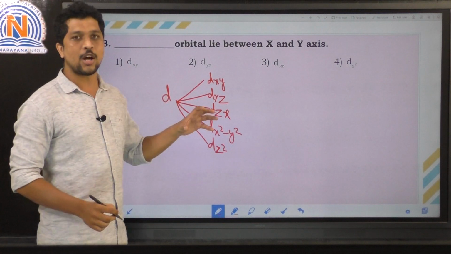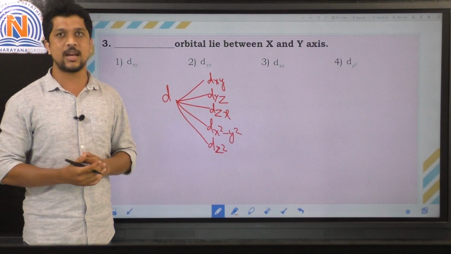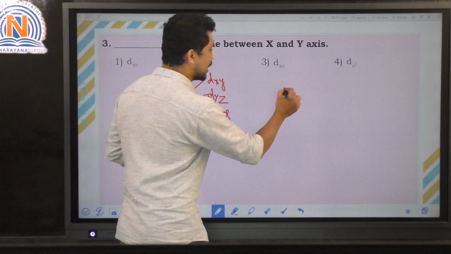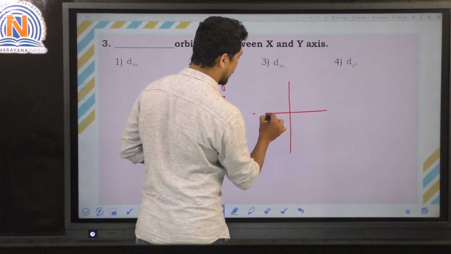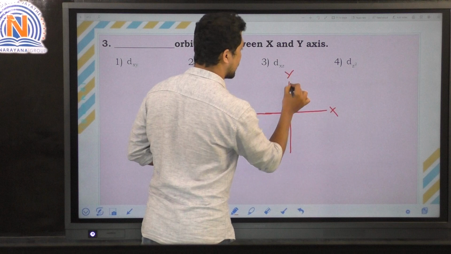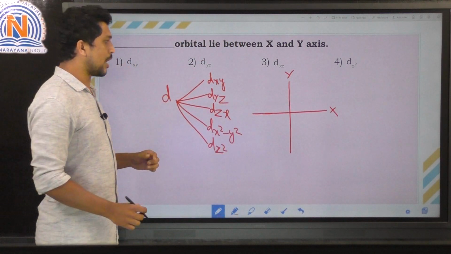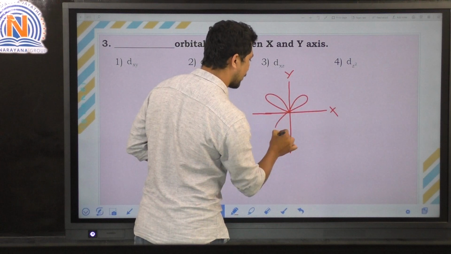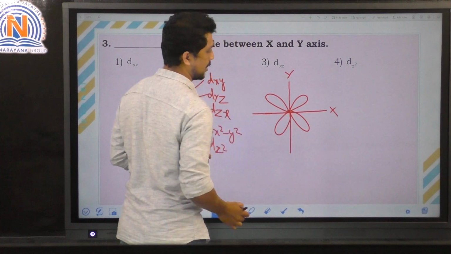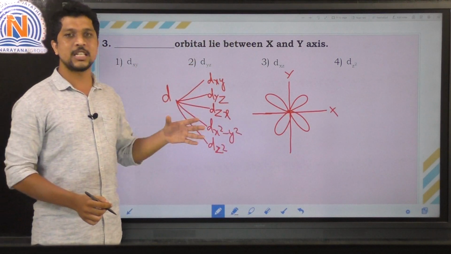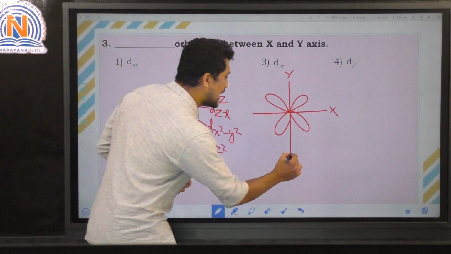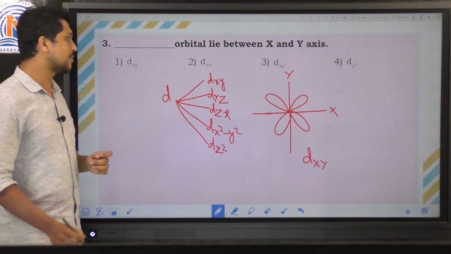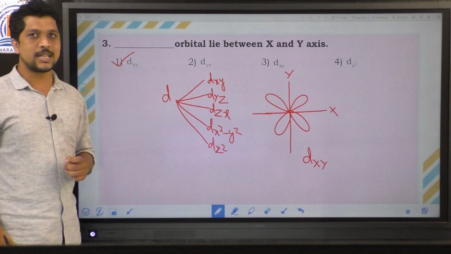Of these 5 orbitals, 3 orbitals lie between the x, y and z axes, and 2 orbitals lie on the axis. For example, if you take this as the x axis and this as the y axis, the dxy orbital lies between the x and y axis. So the orbital that lies between x and y axis is dxy orbital. So the correct answer is first option. Let's move on to the next question.